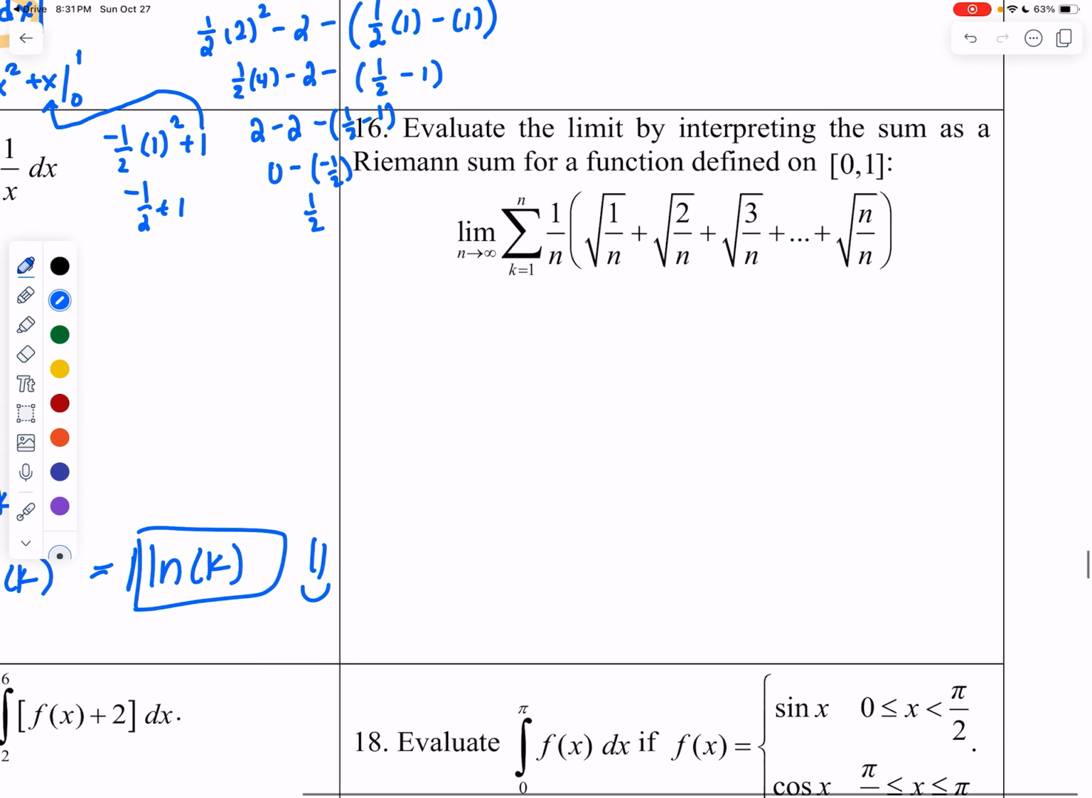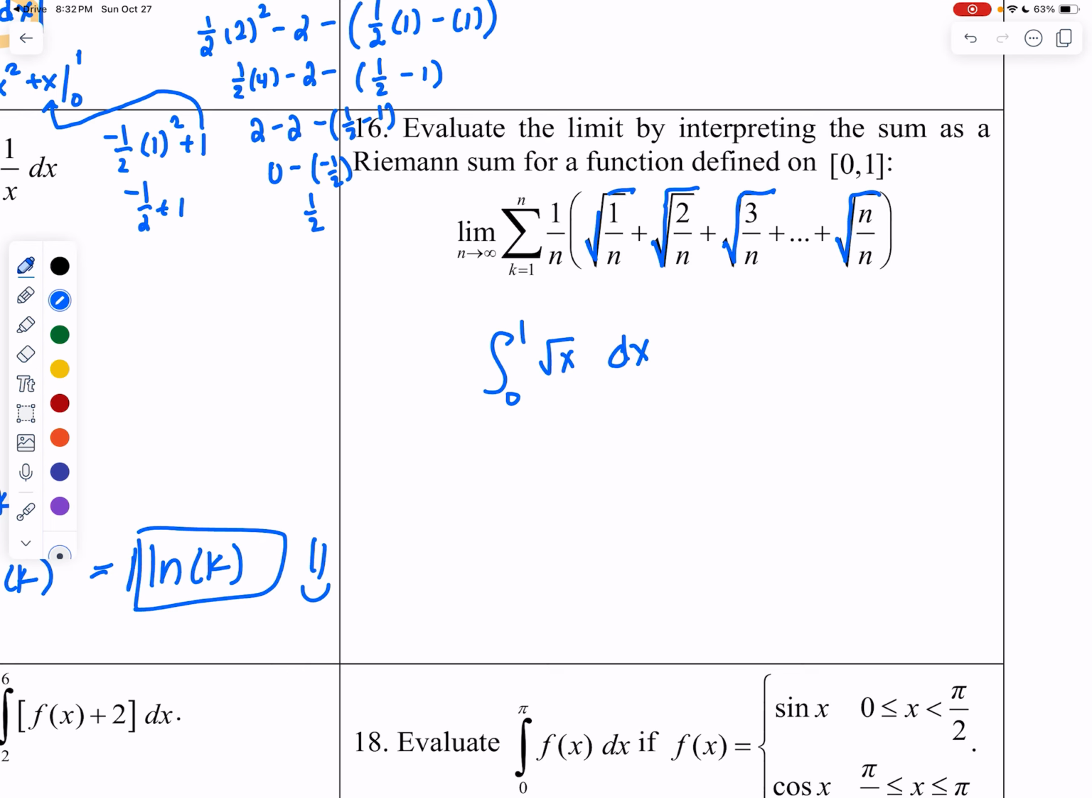Now for number 16 here, we want to evaluate the limit by interpreting the sum as a Riemann sum for a function defined on 0 to 1. So you know already that your bounds are going to be from 0 to 1. You just need to figure out what your integrand is. So based off of this, notice how I have a radical, all the way to the n. So this is going to tell me that I probably have the square root of x right here.